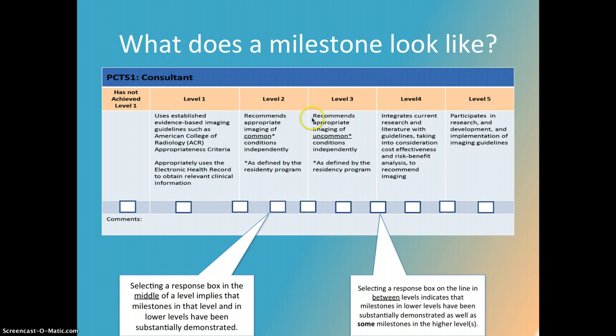Well, what if they can recommend imaging of common conditions independently, but they can also recommend some imaging of uncommon conditions independently, but they're not quite there? Well, in that case, you would choose the box in between 2 and 3, and that would mean that the resident has achieved level 1, level 2, and some of level 3.